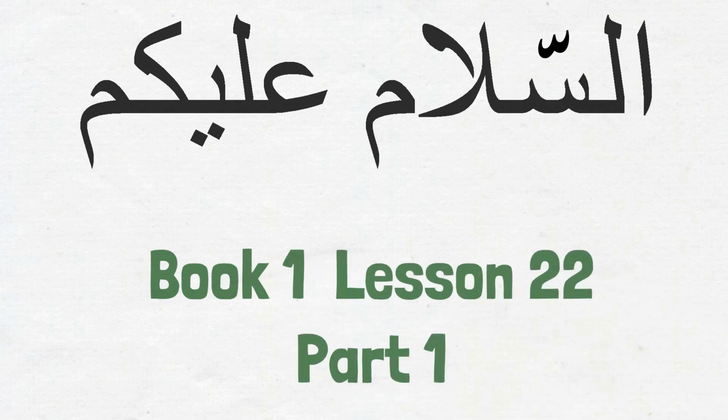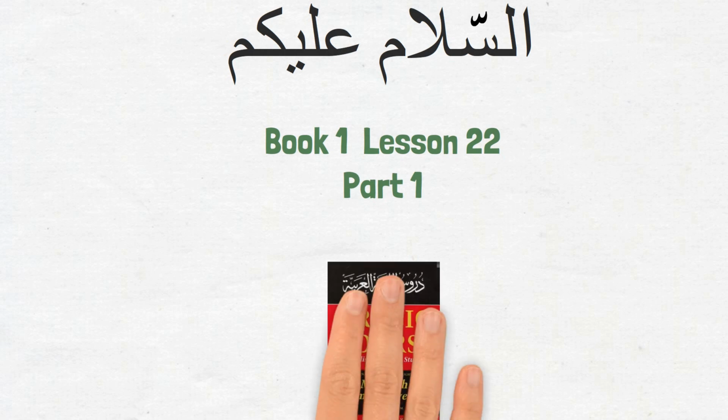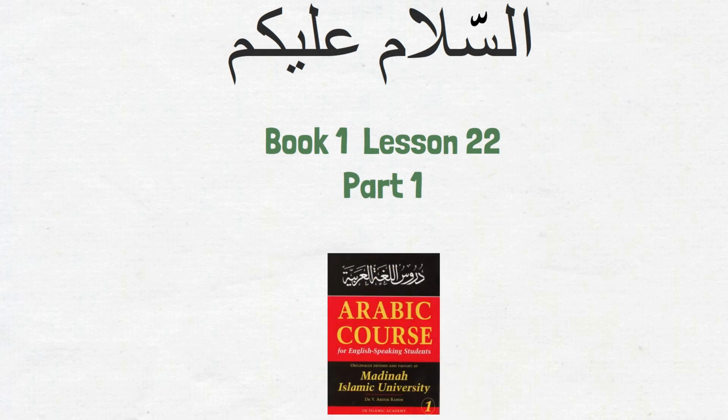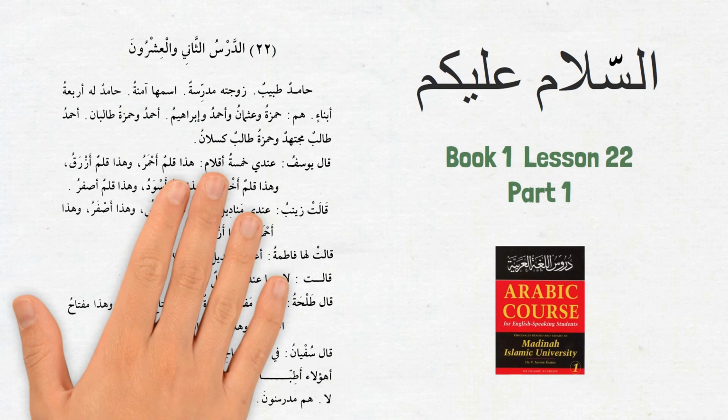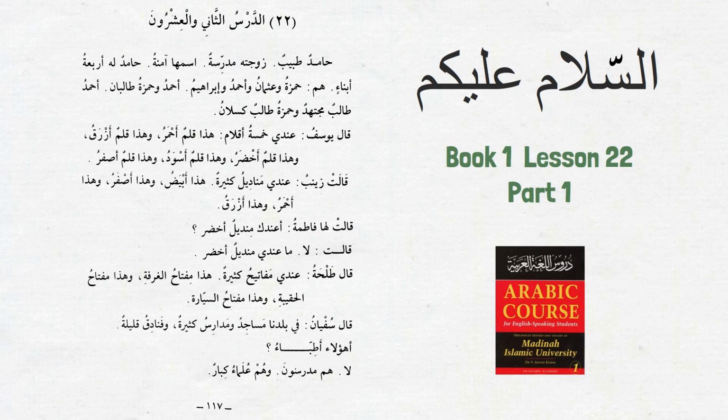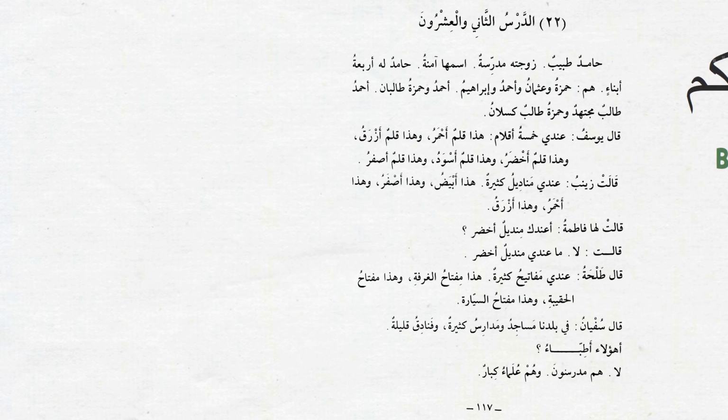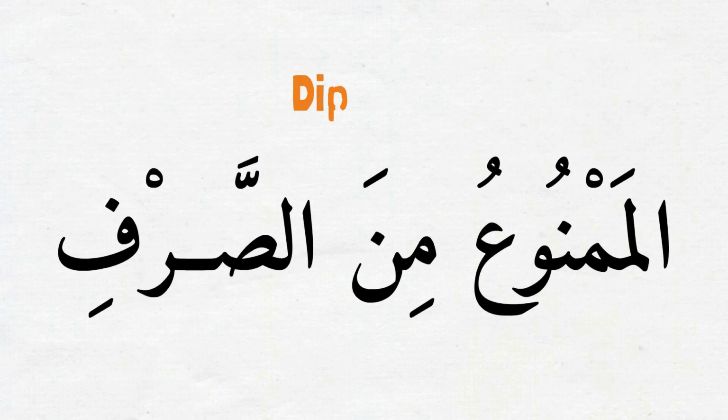Today we will start lesson 22 from book 1 bi'idhnillah. So this will be part 1 of lesson 22. In this and the next lesson, we will dive into the concept of diptotes, which we call الممنوع من الصرف in Arabic. Diptotes are the special category of ism in Arabic.